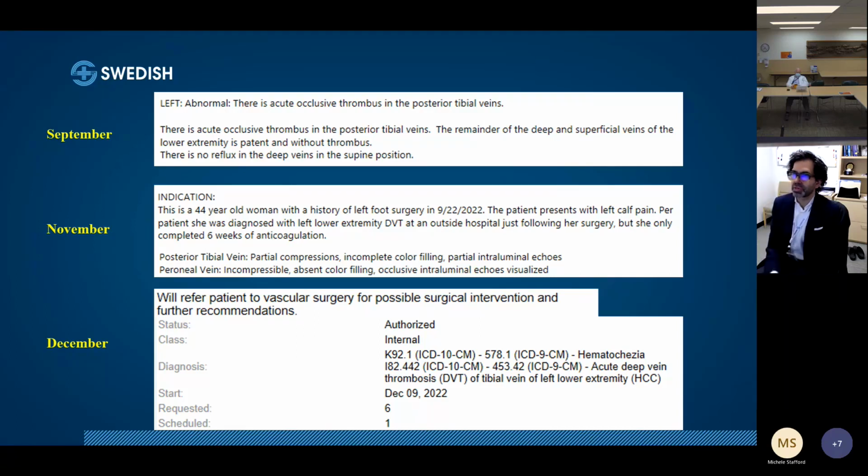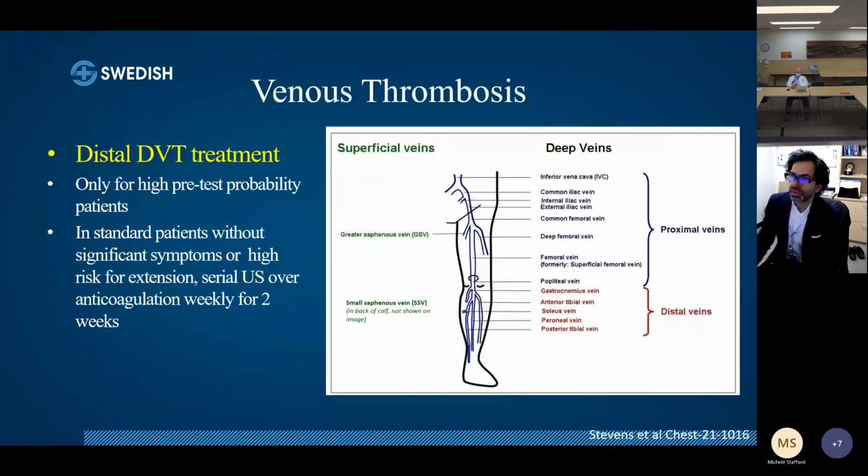So in December, the patient shows up at their primary care office with still swelling and pain in the leg. They've now been on anticoagulation for almost 3 months, and they're sending to vascular surgery for possible surgical intervention and other recommendations. So, let's spend some time talking about venous thrombosis.